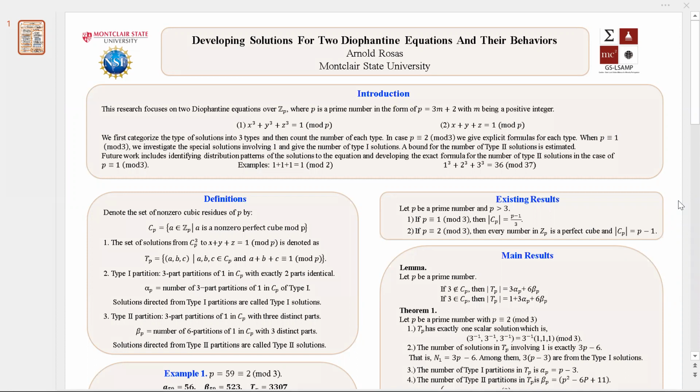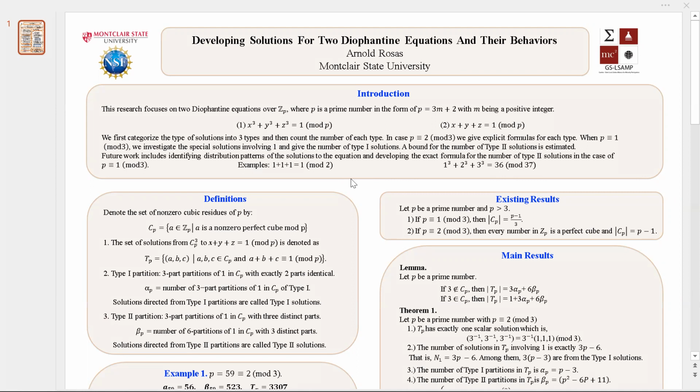My research is titled Developing Equations for Two Diophantine Equations and Their Behaviors. In the introduction, I provide two equations. Equation 1 essentially represents the sum of the cubes equal to 1, while equation 2 represents the partition of 1. In this research, I deal with mod P, and essentially that just means you have a natural number that's divided by P, a prime number, and you focus on the remainder.